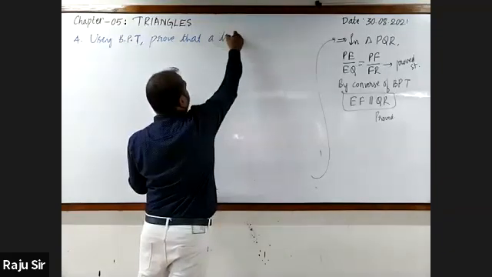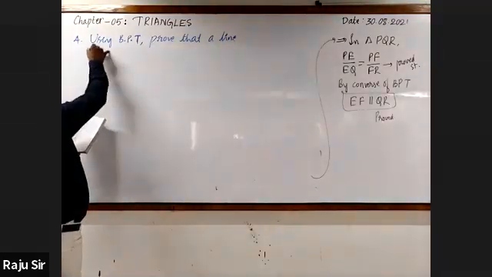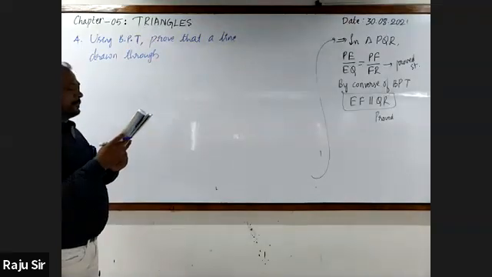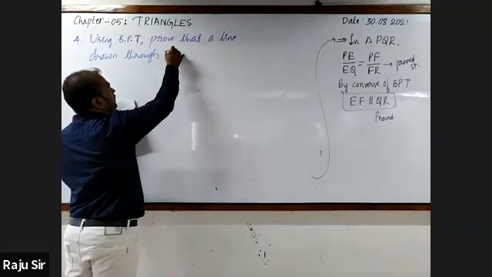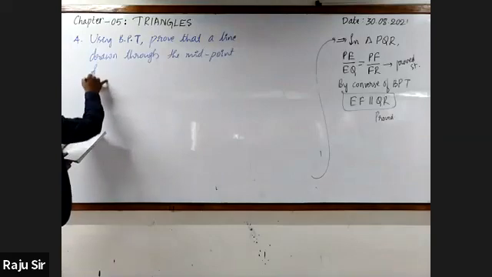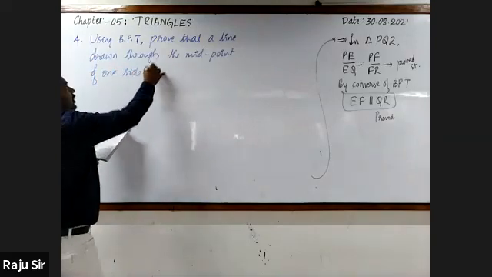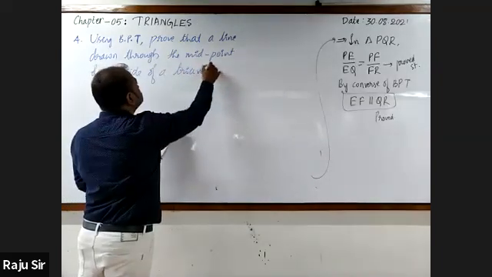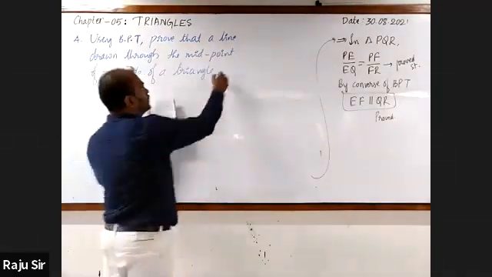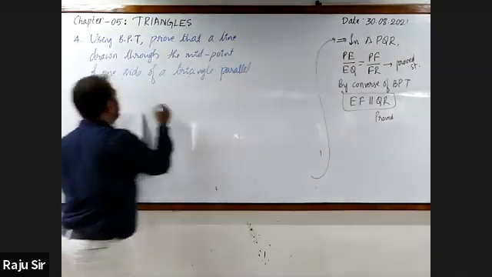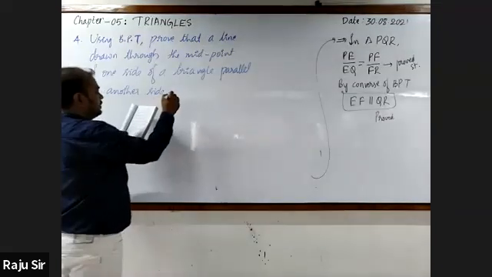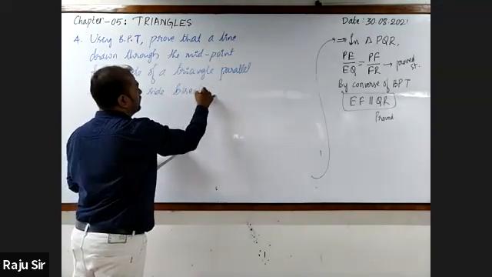A line drawn through the midpoint of one side of a triangle parallel to another side bisects the third side.